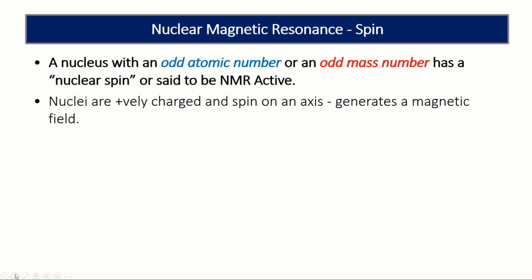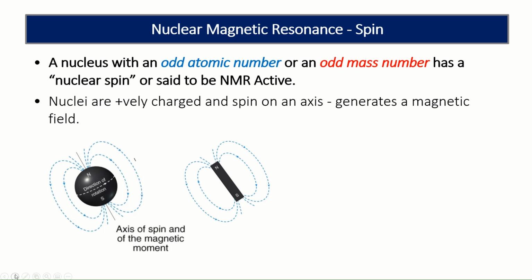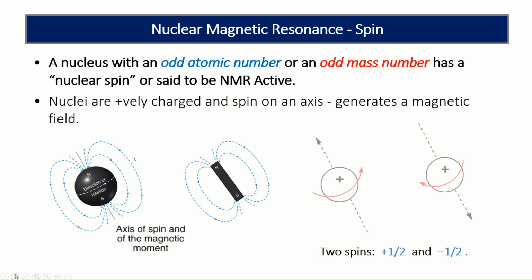The nucleus itself has spin, and therefore it will generate a magnetic field, so we can compare the said nucleus to a spinning bar magnet. Realize that that spinning bar magnet creates some sort of magnetic moment. Now we're dealing with particles, so of course there are spins plus half and minus a half of these species that are trapped in the nucleus.